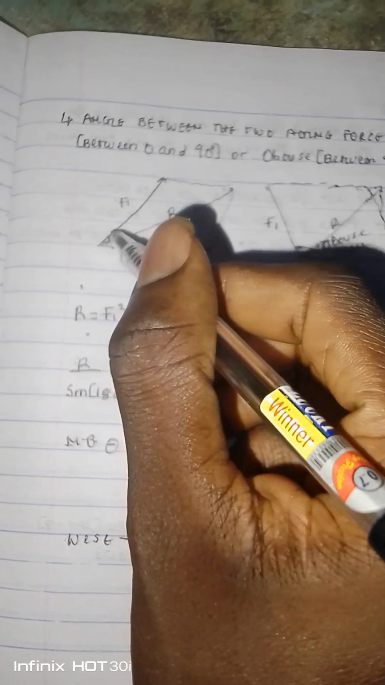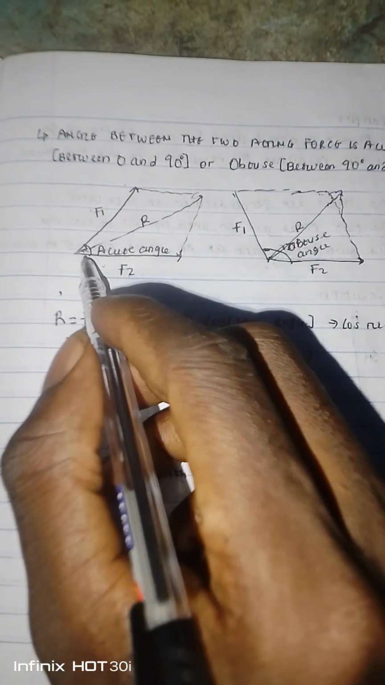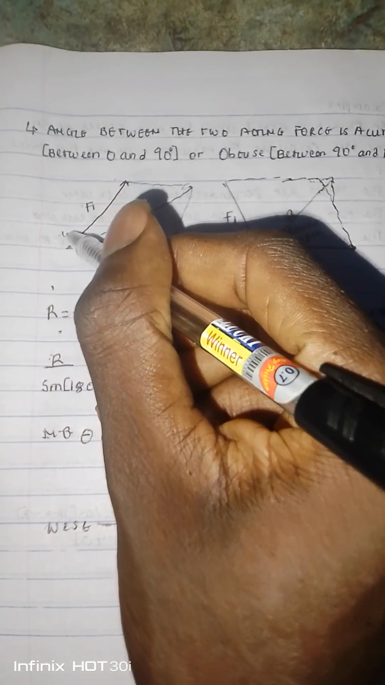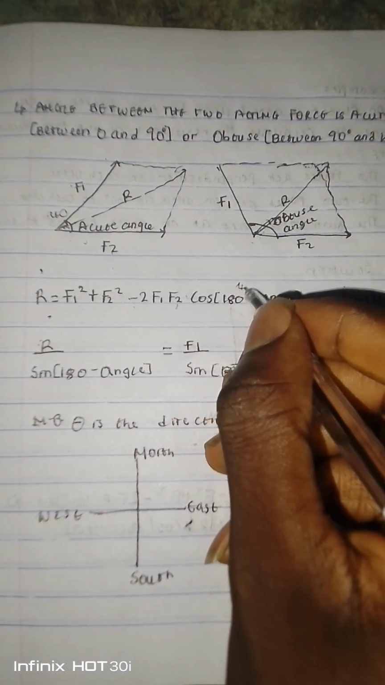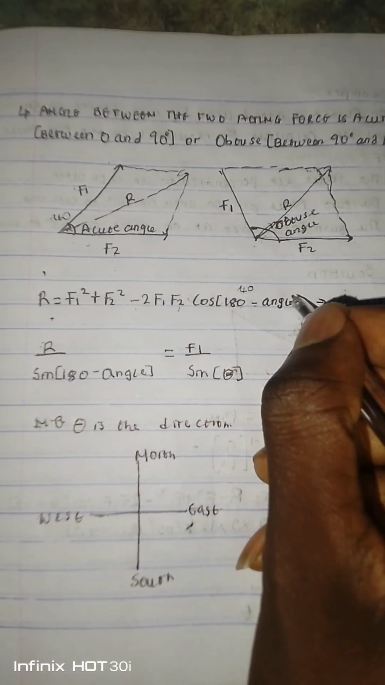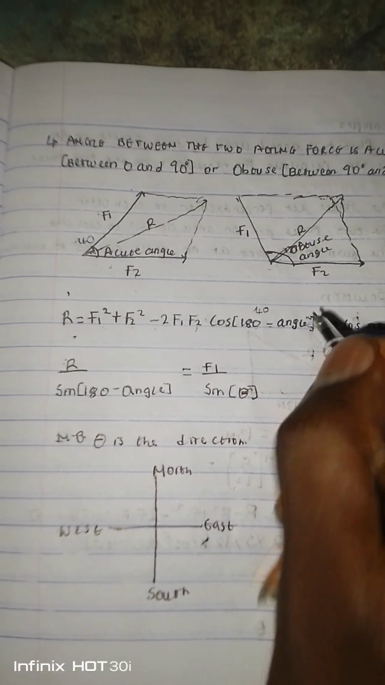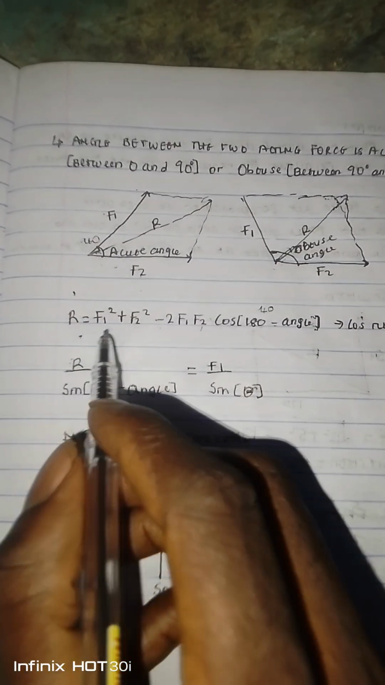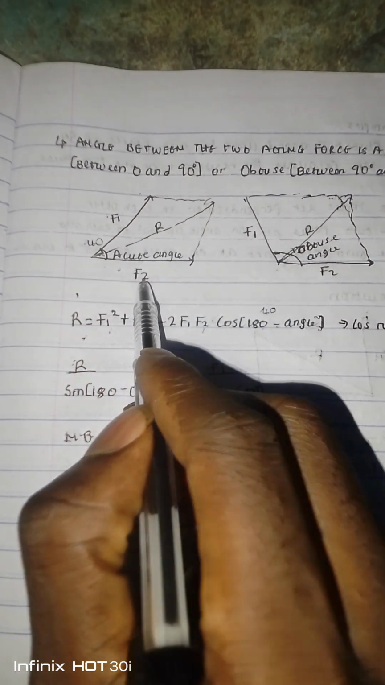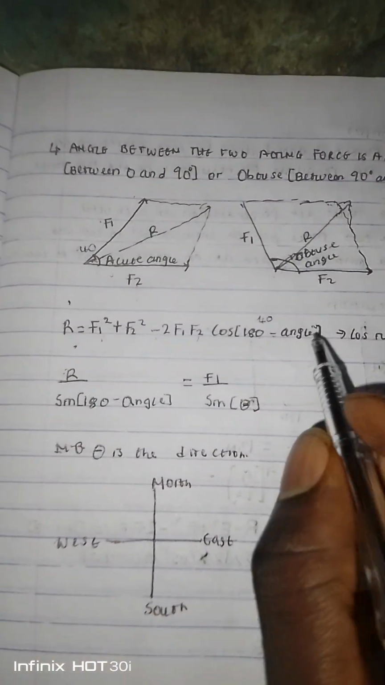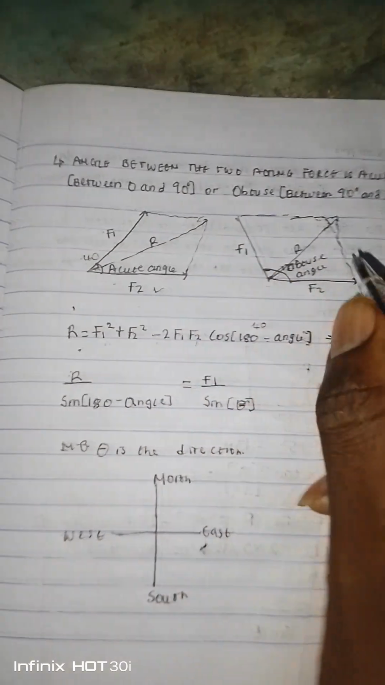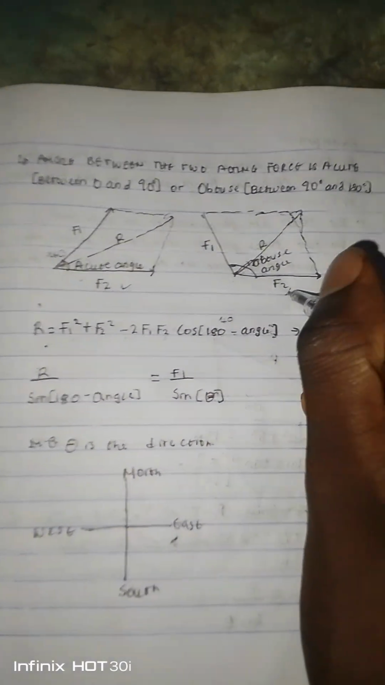Take note now. For acute, they'll give you the angle. Remember I said the acute angle is between 0 and 90. Let's say the angle is 40. Where people used to make mistakes is that they would just come here and write cos 40. No, it's cos of 180 minus angle. Once you do it like this, you have gotten your answer. So R equals what? F1 square plus F2 square minus 2 F1 times F2 cos 180 minus angle. The same formula used for the acute angle is the same one used for the obtuse angle, but I said the obtuse angle is between 90 and 180.